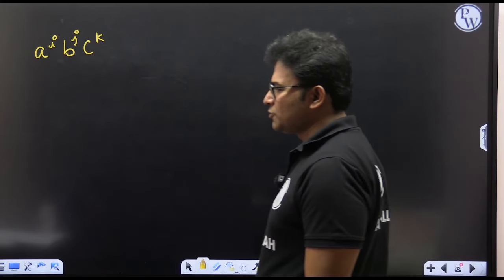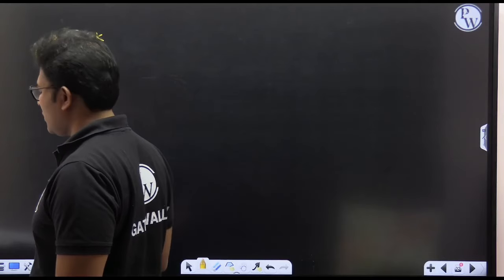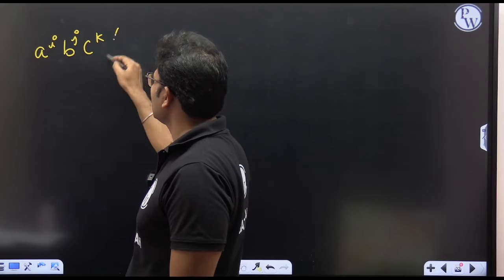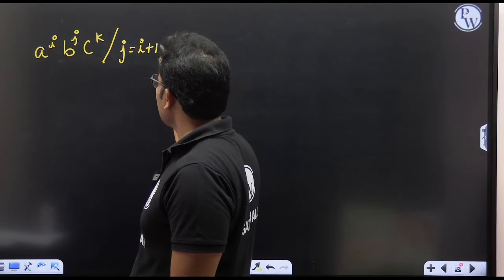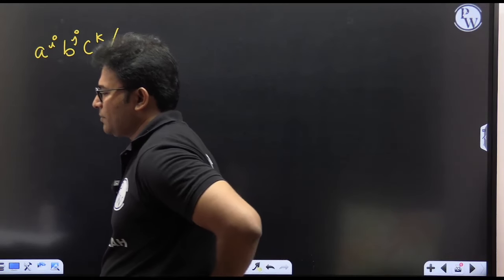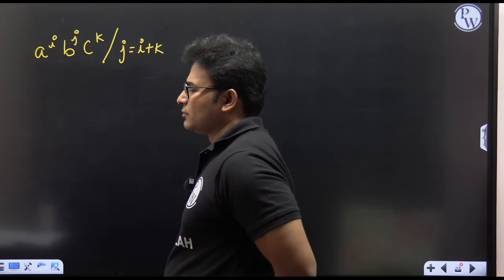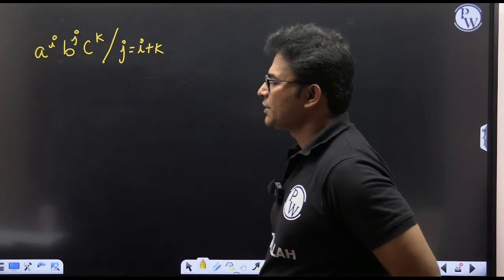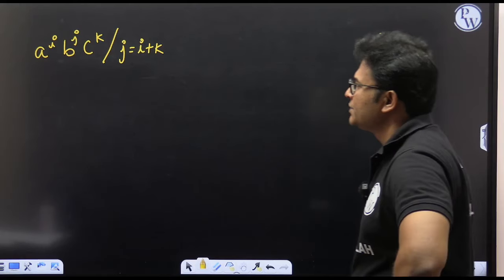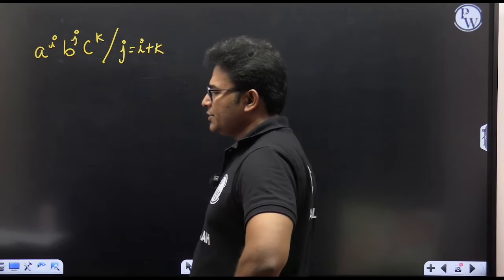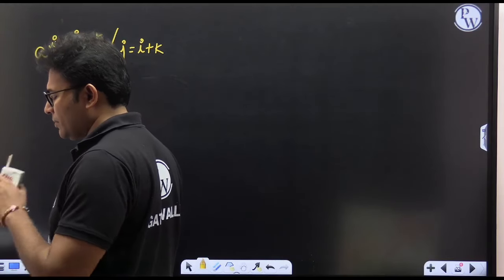Let's now see the next problem. Design a PDA for a^i b^j c^k such that j = i + k.